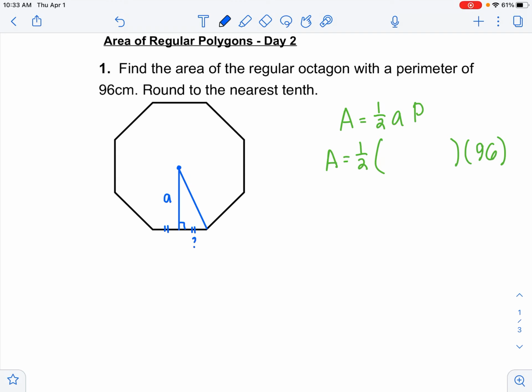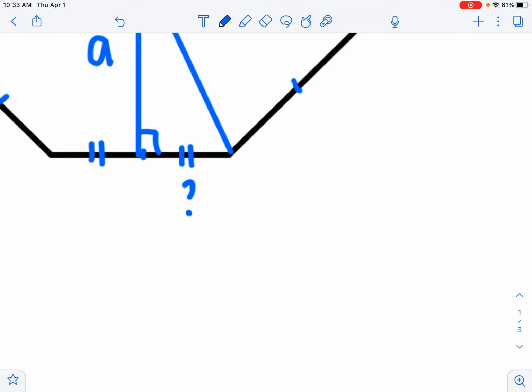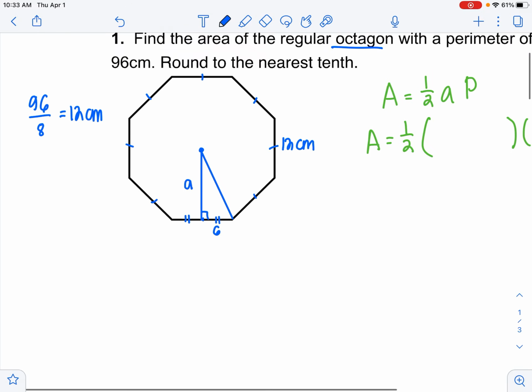So if you look, the perimeter is 96, and there's 1, 2, 3, 4, 5, 6, 7, 8 sides because it's an octagon. So I'm going to do 96 divided by 8, I'm just using my calculator off to the side here, 12. So I know each side is 12 centimeters. But this piece right here is not 12 centimeters. This piece is half of that, so this piece right here is 6 centimeters.